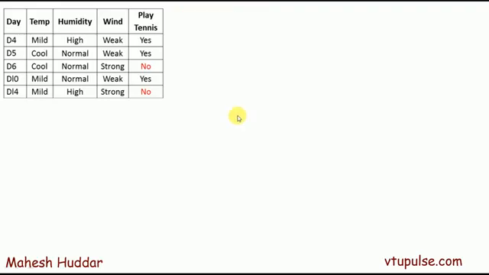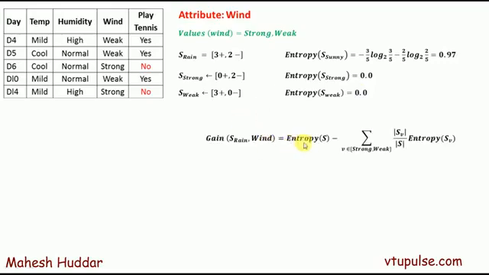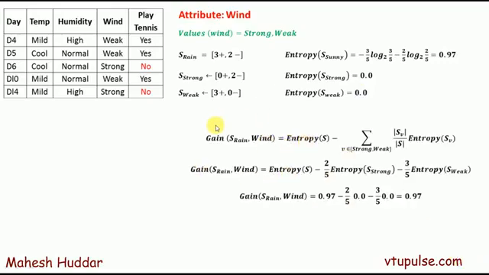The similar process has to be followed for the next one, that is wind. Possible values for wind are strong and weak here. Strong is appearing 2 times, both of them are no, and weak is appearing 3 times, all 3 are yes in this case. So this is the entropy of the whole data set whenever we have rain as the outlook. For strong, both of them are negative, so 0.0. For weak, all 3 are positive, again the entropy is equal to 0.0. Put these particular values in the gain equation. You will get the gain as 0.97 here.